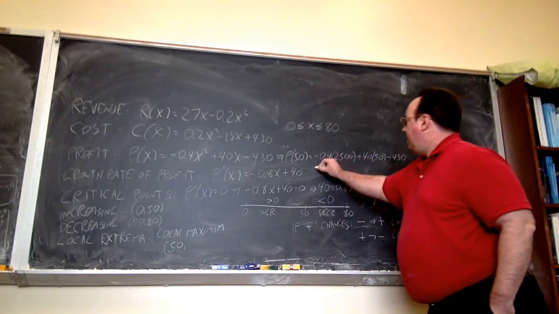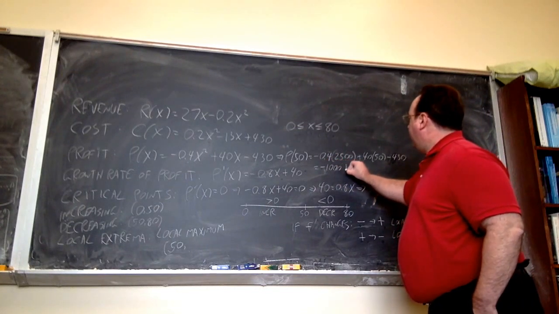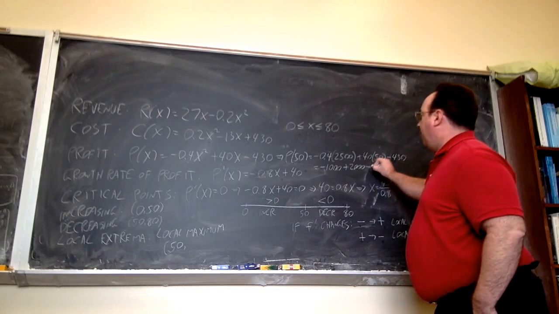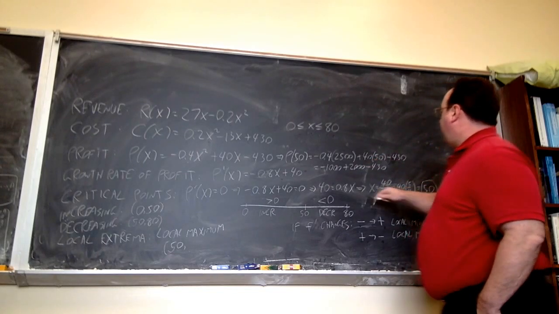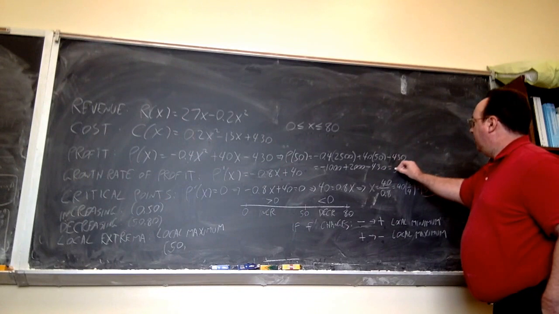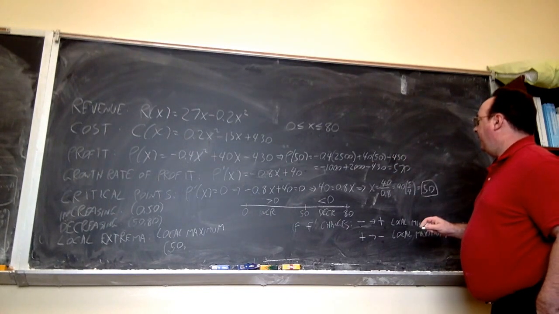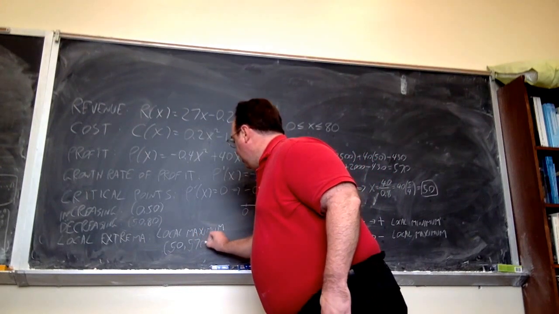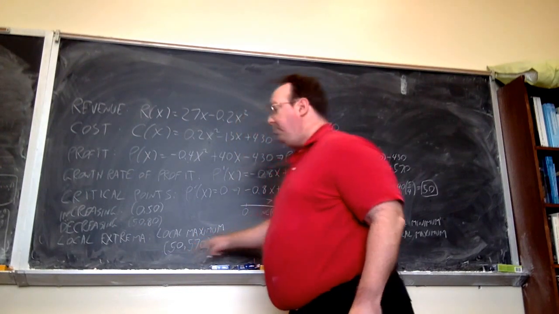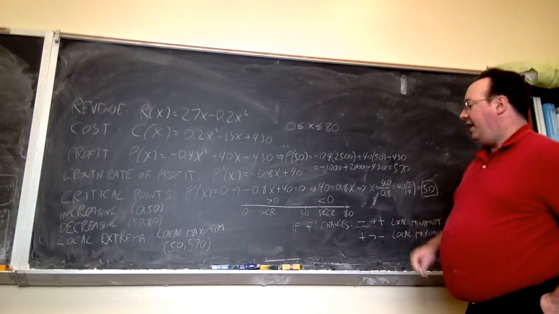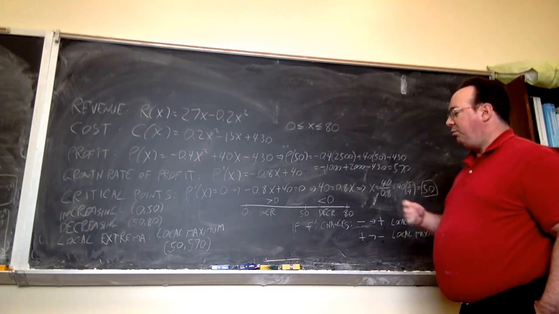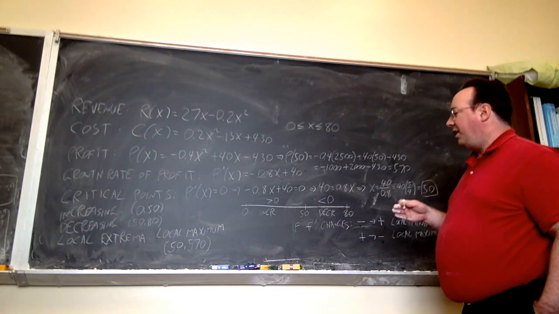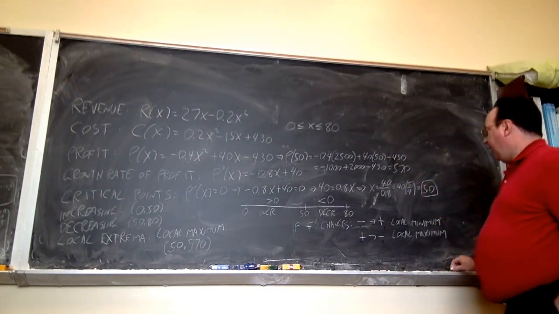So that would give me minus 1,000 plus 2,000 minus 430, so that's going to be 570. So that would be the y value for my local extremum. So I have a local maximum at x equals 50, y equals 570, so profit equals 570. There is no local minimum because we did not get the right kind of sign change in the derivative.